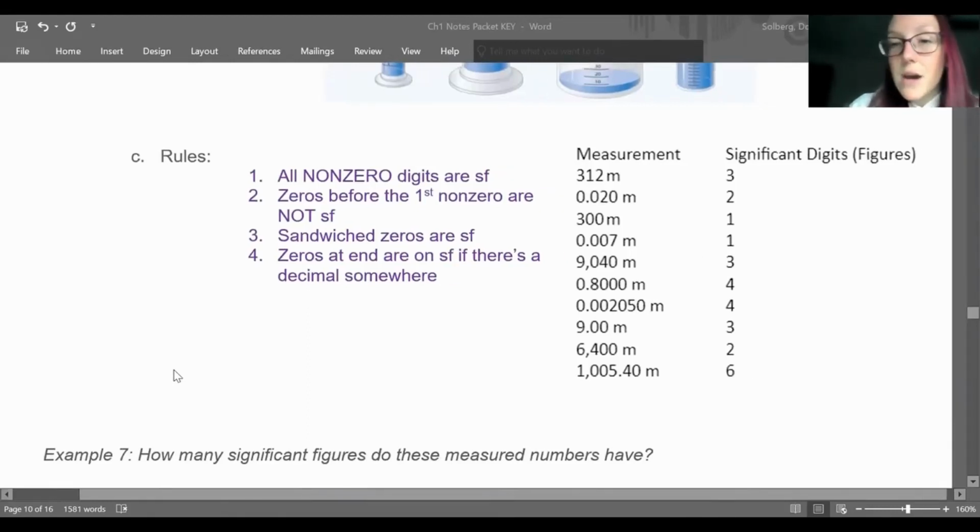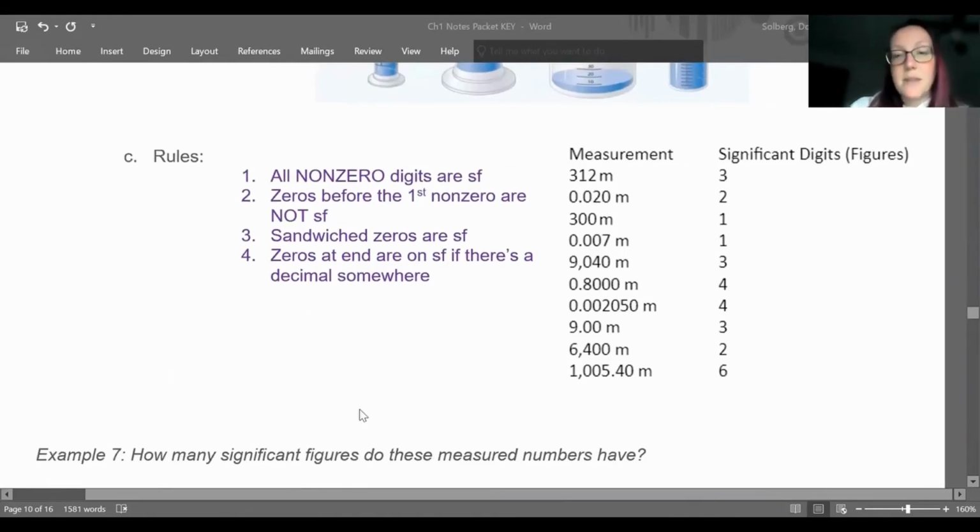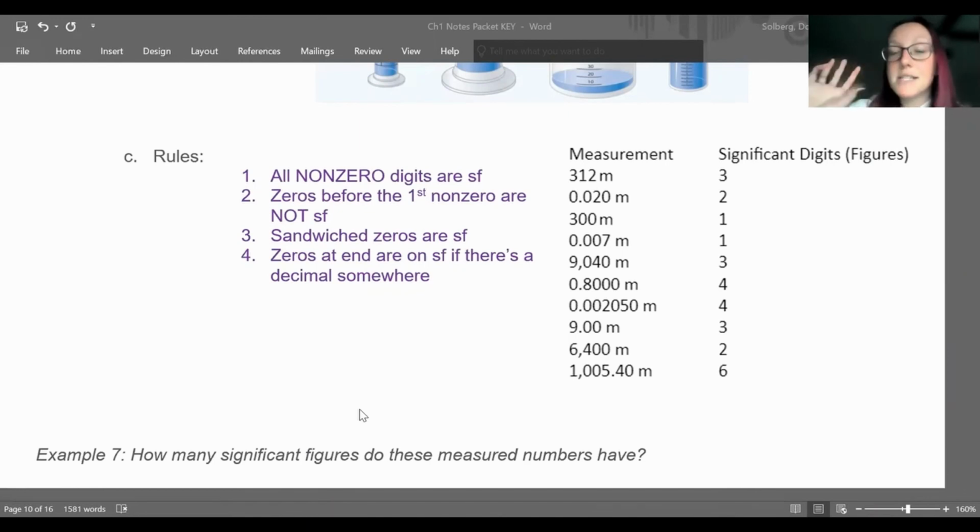So how do you know how many significant digits something has? Okay, the important numbers. Sometimes I will just give you measurements. If you look over here, we have a bunch of measurements, and I told you how many significant digits or significant figures are in each measurement. So 312 has 3 significant digits in it. 0.020 has 2 significant digits in it.